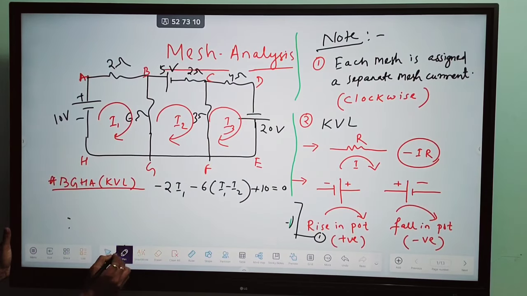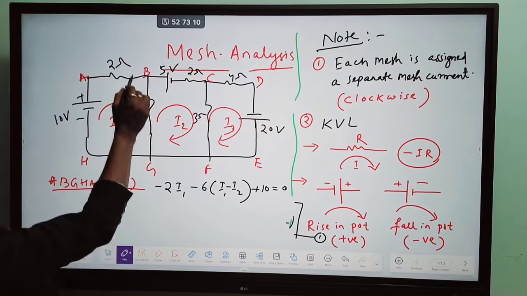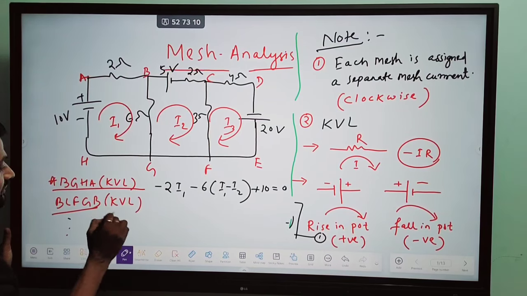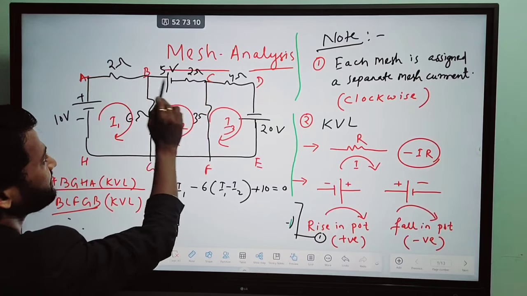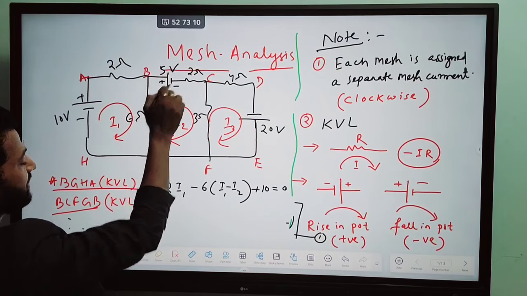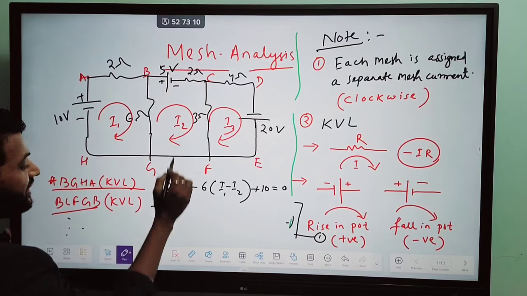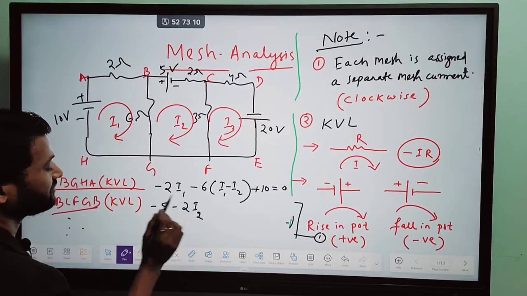Similarly, we will apply KVL in the second mesh. Second mesh is B, C, F, G, B. We will apply KVL. B to C, what is B to C? C. It is a fall in potential, so minus 5. Next, resistor is there, 2 ohm. Current is I2. So the potential drop will be minus 2 into I2.